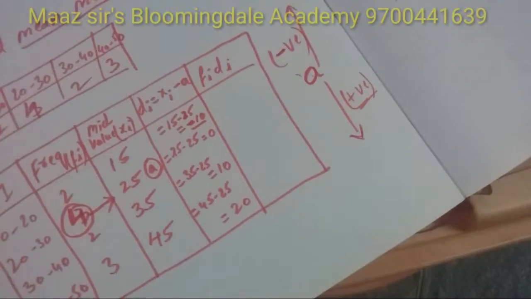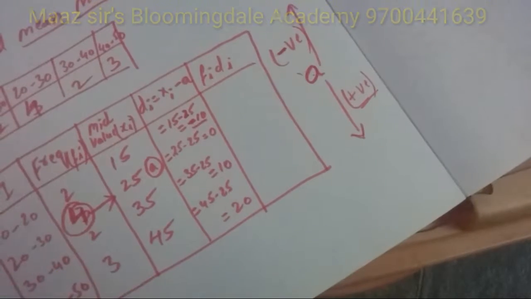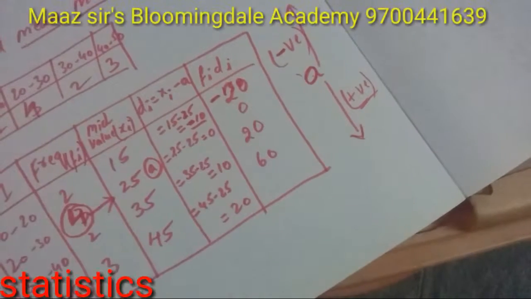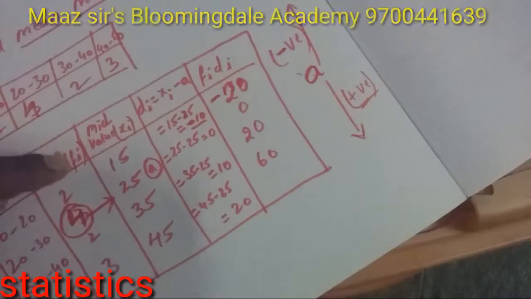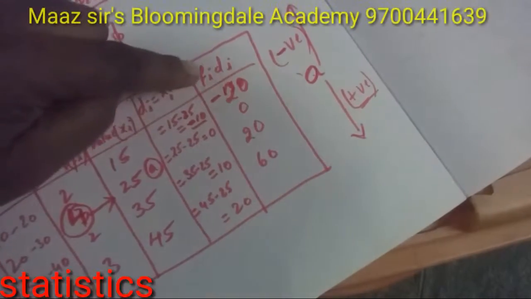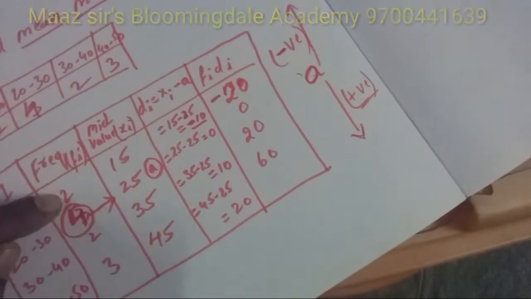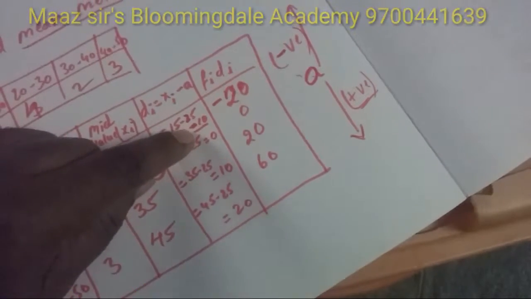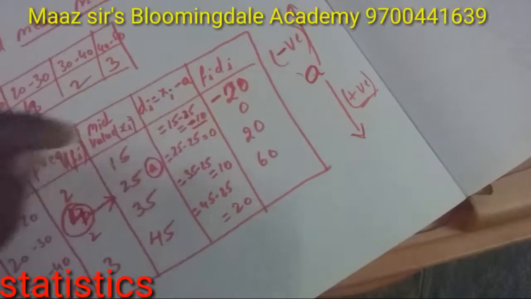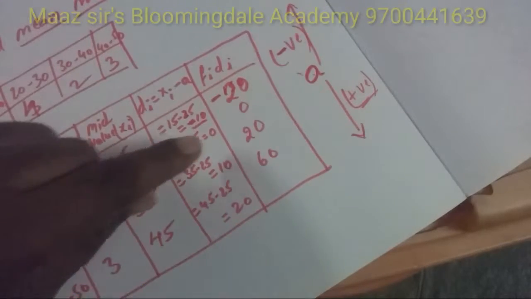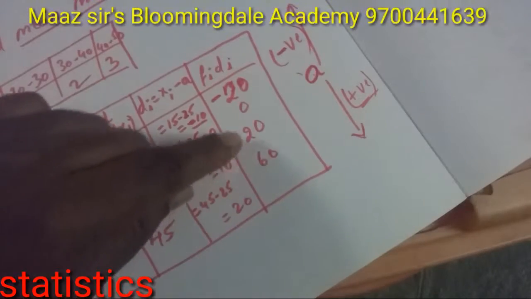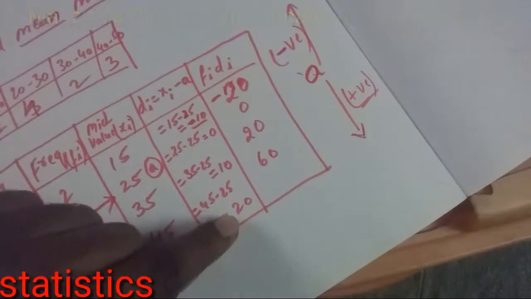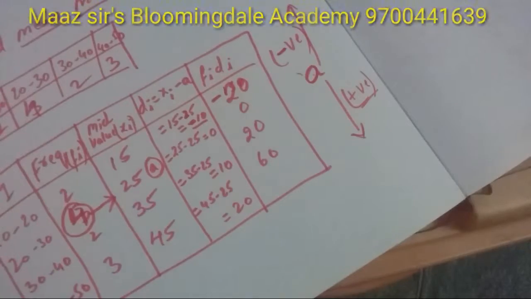And finally you have to multiply fi and di, fi value and di. Why? Because you are having fi into di. So 2 into minus 10, you will be getting minus 20. Similarly 4 into 0, nothing but 0. Similarly 2 into 10 is your 20. 3 into 20 is your 60.